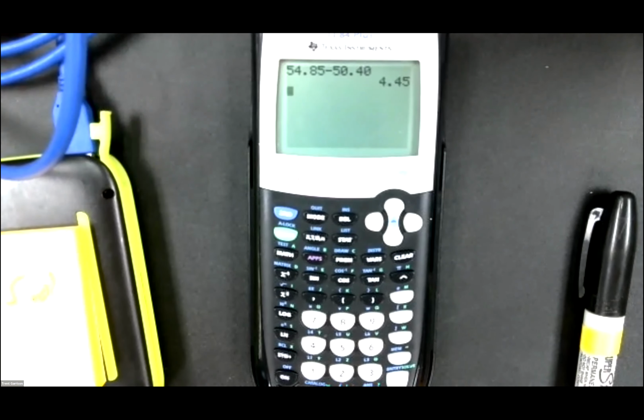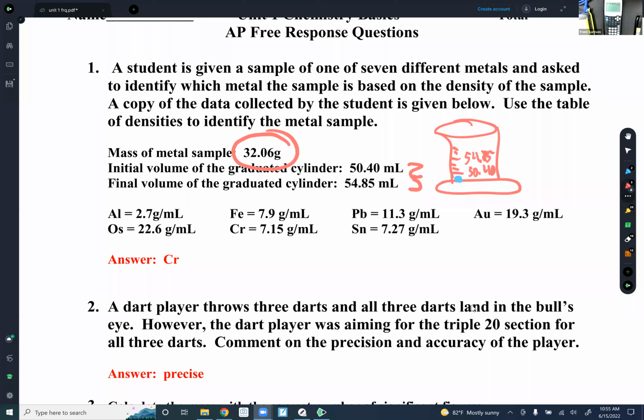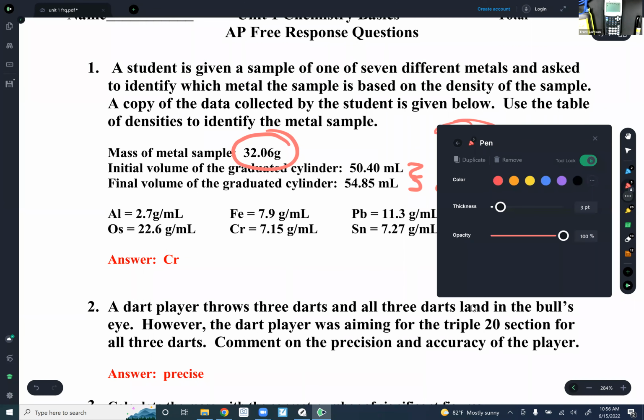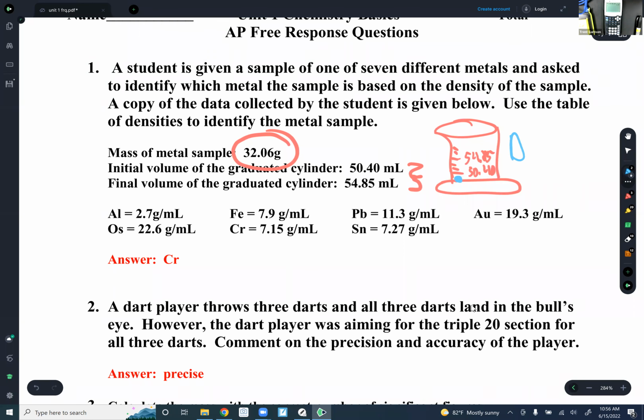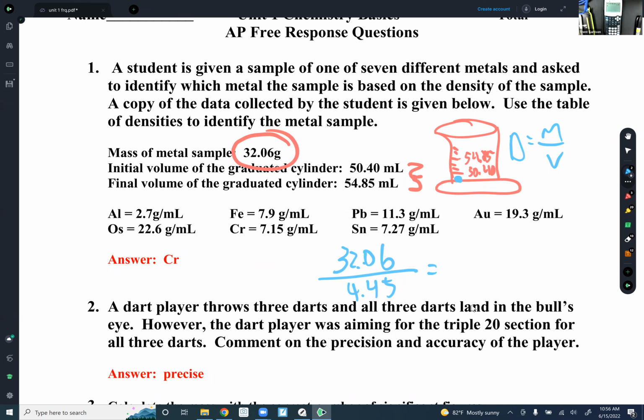So come back to our screen here, and what I need us to now do is calculate density. The density formula is mass over volume. I have a mass of 32.06. I have a volume that I just calculated of 4.45. So I'm going to take the division of those two values.